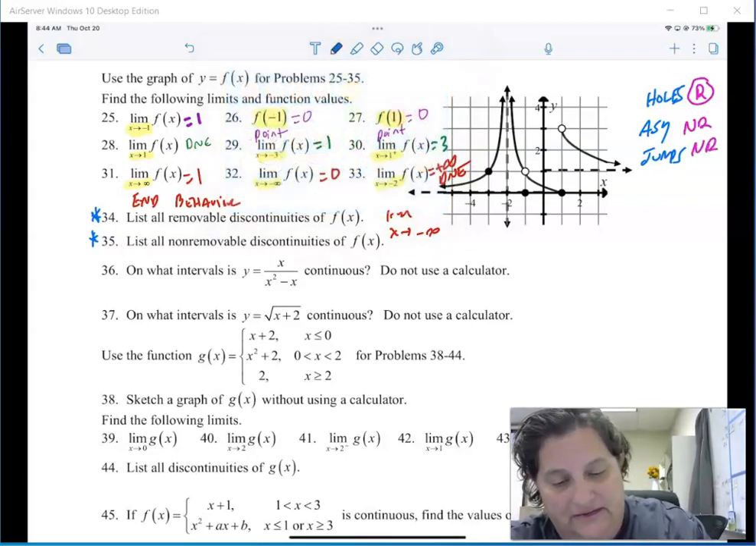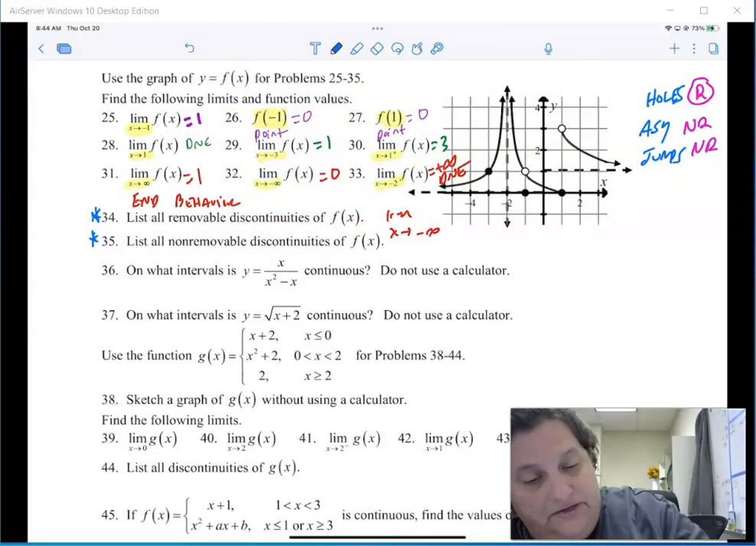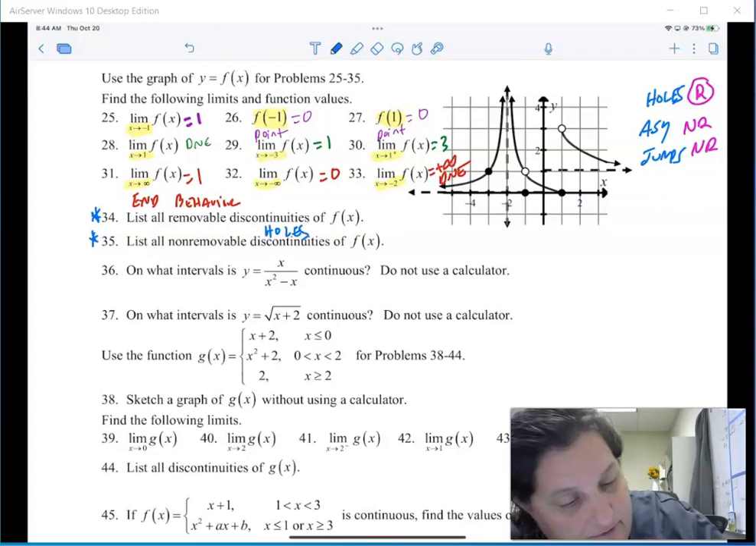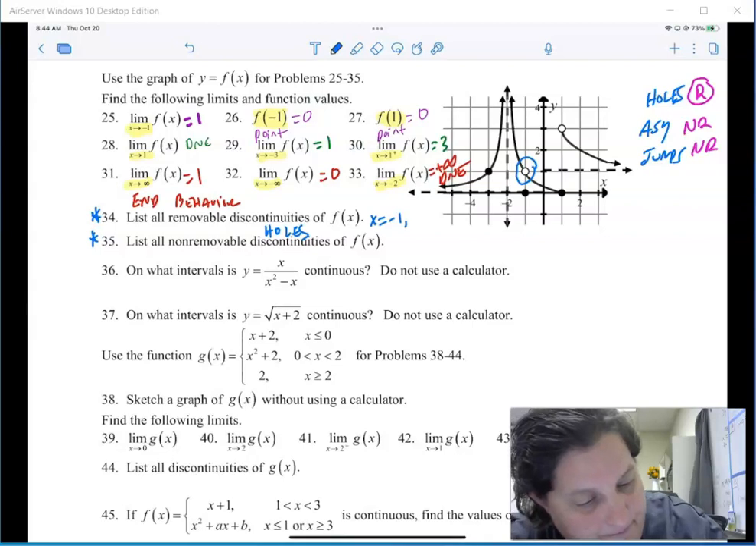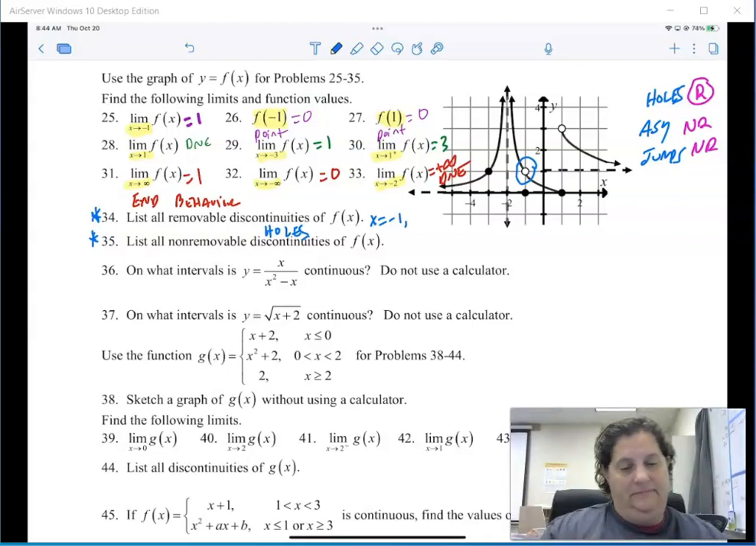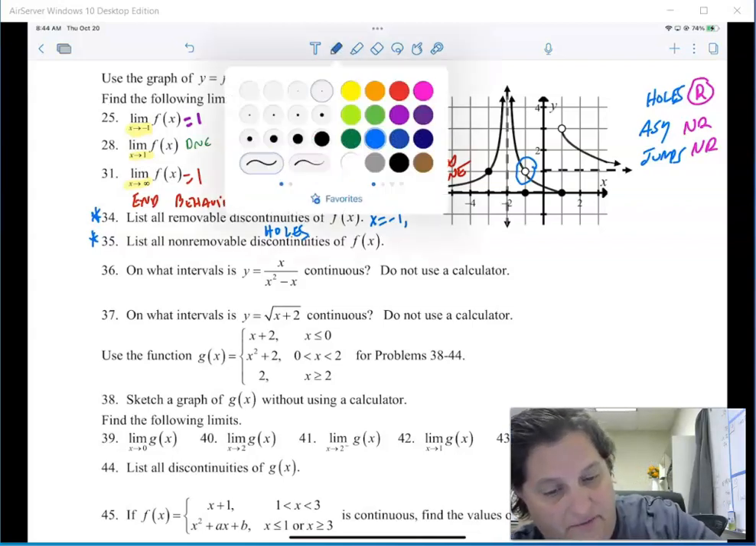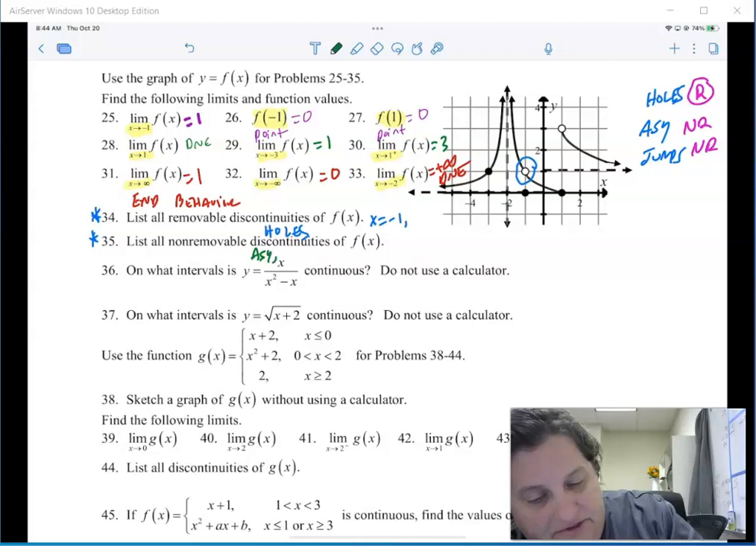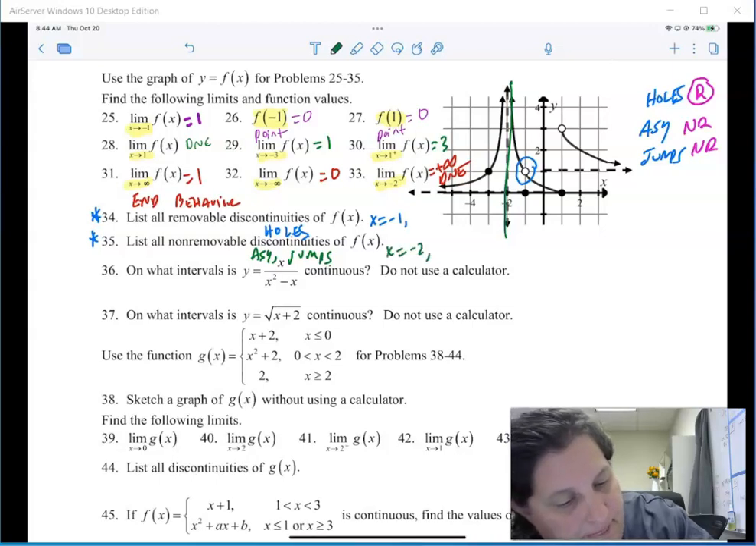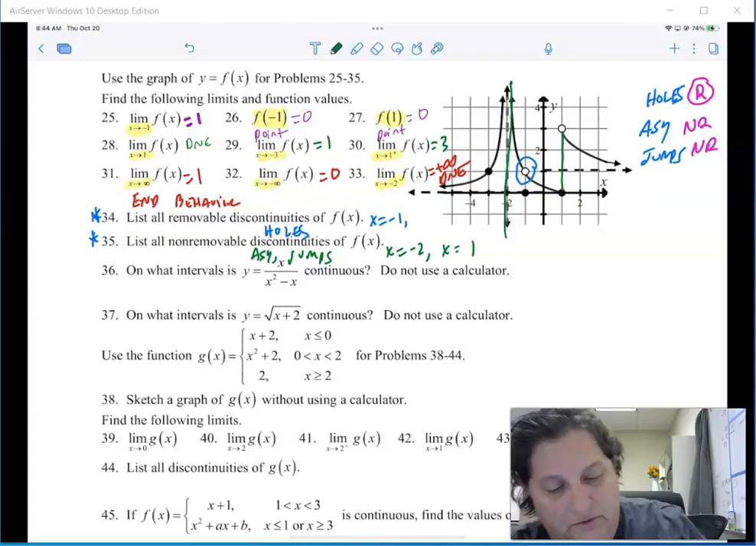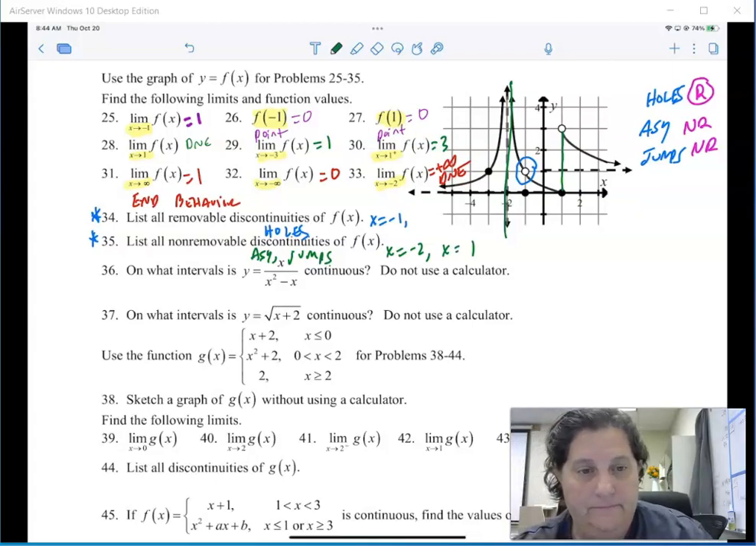Okay, so the first thing it says is list all the removable discontinuities. Removable discontinuities basically means to list the holes. Okay, if I go through here, there's one right there. So that's at -1. And that's it. That's the only removable discontinuity. Okay, the non-removable discontinuities, I'm looking for asymptotes, jumps. So there's an asymptote right here. So that's at -2. There's a jump right here. So that's at 1. Okay?